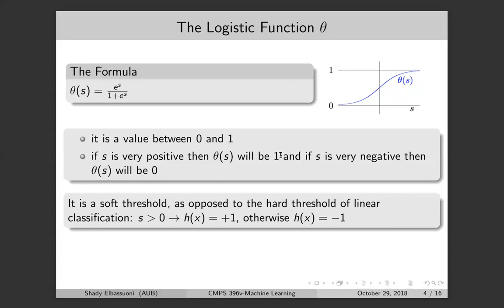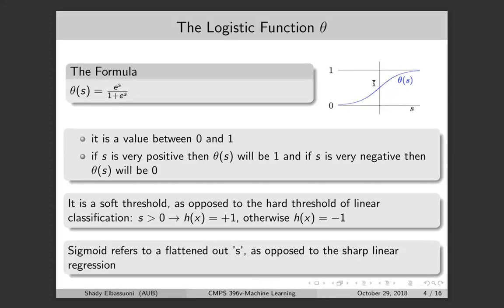In linear classification, I take the signal, and if it's positive, I give it +1. Otherwise, if it's negative, it's -1. And this is a very hard threshold. This one is smooth. It squashes the values from negative infinity to positive infinity to the range of 0 and 1. So it's similar to the linear, but it's not the direct value as in linear regression.